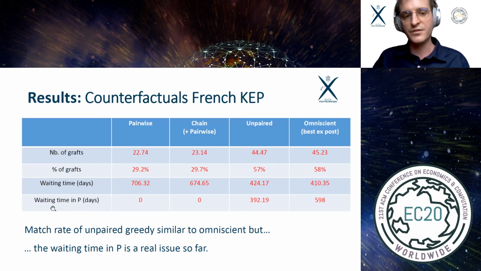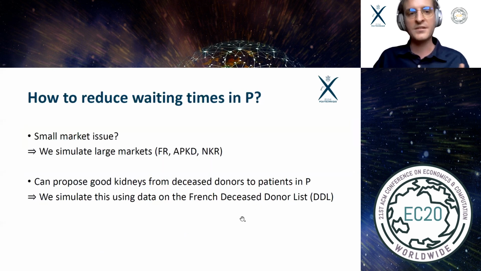But the problem is that if you look at the waiting time of lone patients in the system, the waiting list P, it's still very high. Okay, so the issue that I mentioned at the beginning is still present here. So how do we reduce the waiting times of these patients in P? You might have two solutions to do it. Maybe it's just a small market issue.